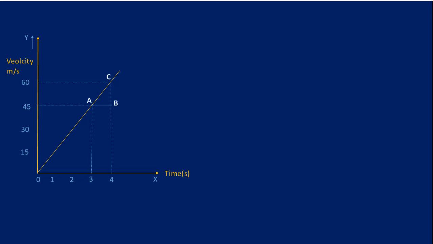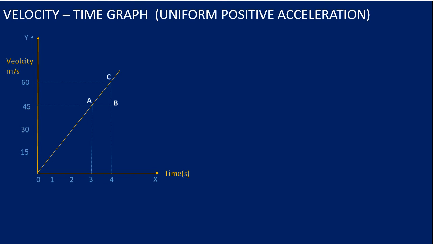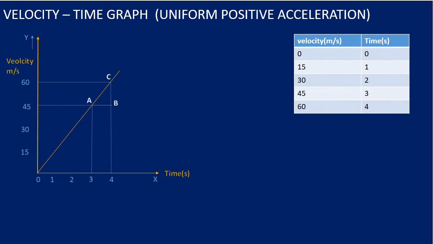Let us discuss the velocity time graph for uniform acceleration. Here, uniform positive acceleration. Children, I think you've studied the theory. What do you mean by positive acceleration? That means here the object has a change in velocity and the change in velocity is increasing in equal intervals of time. Look the data that is given here.